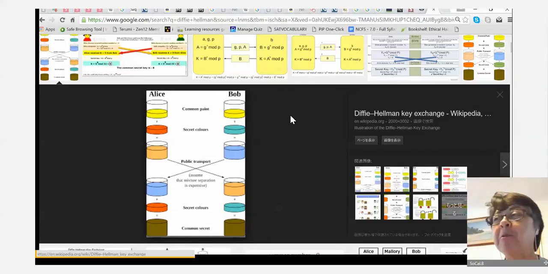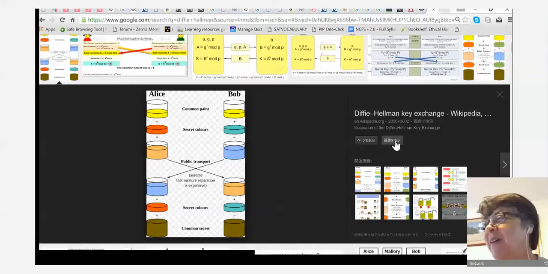Oh, look, there's a mod P thing. There it is, Christopher. But I'm not going to choose that one. I'm going to choose the colors. All right, here we go.